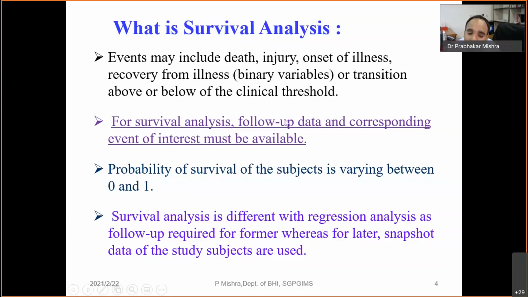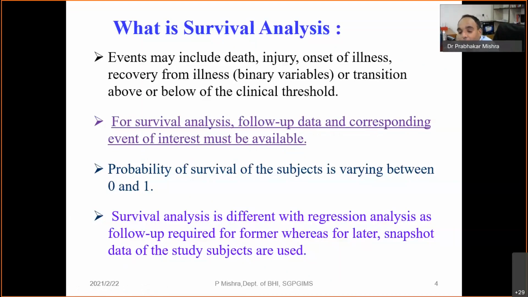So for survival analysis, follow-up data and the corresponding event of interest must be available. Here the words used are corresponding event of interest must be available. So it means in survival analysis, a very important point is that the data should have follow-up data as well as our event should be noted according to follow-up.